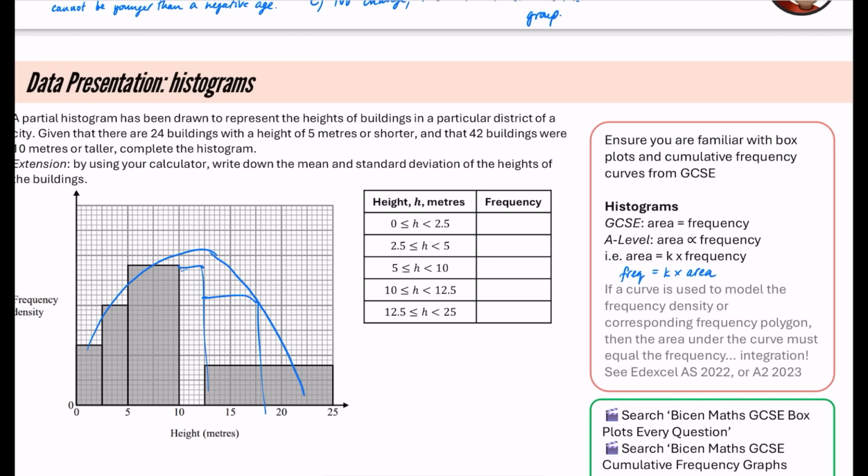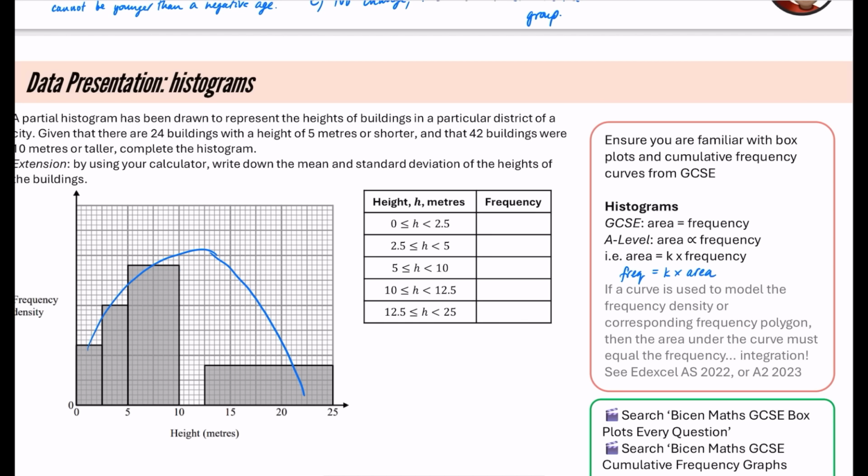If we wanted to find the area underneath this curve, then it must be equal to the frequency. What I mean by this is if you imagine all of these blocks, we're trying to say that it's equivalent to the area underneath that curve. We know that the area is proportional to or equal to the frequency. So if we were going to integrate underneath that curve, we should be finding the frequency. And for some reason, when they've asked this, it's always been equal to the frequency, not proportional to the frequency.